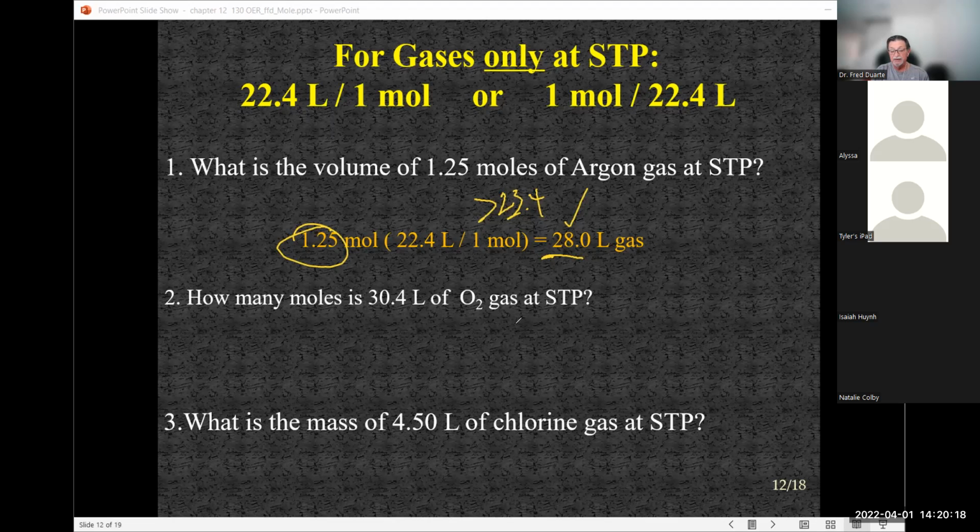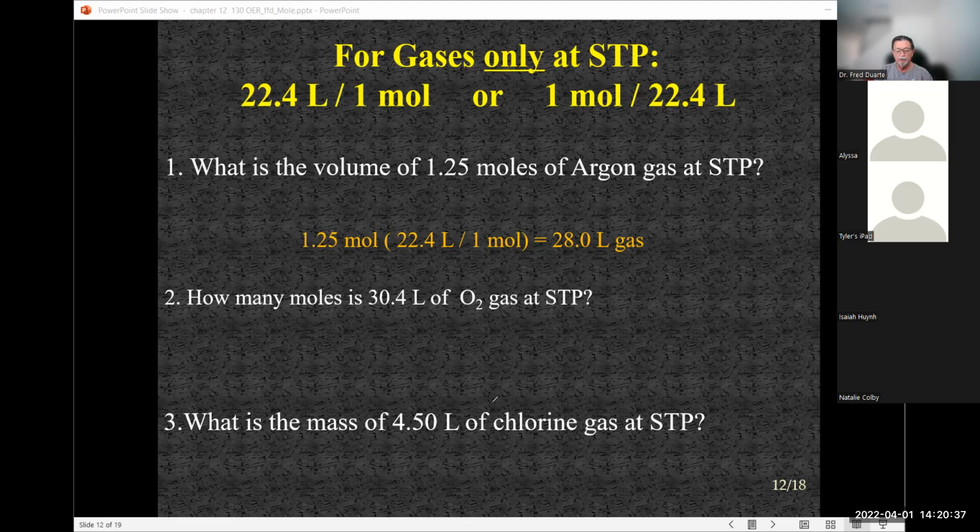If this number was less than 22.4, given what you're given in the problem, that should send a flag out to say, that number doesn't look right. Let me check my math. Okay. All right.